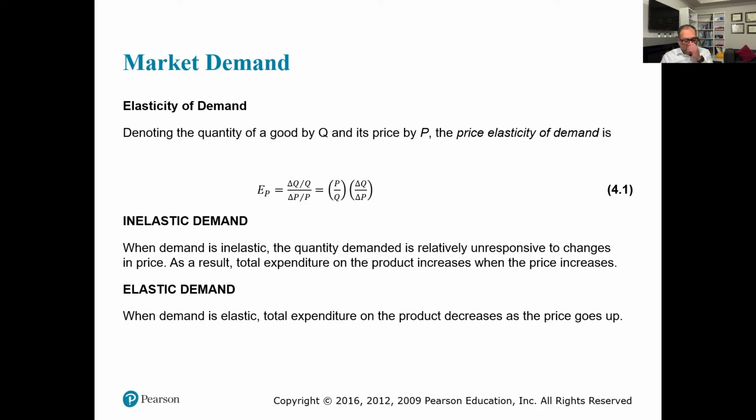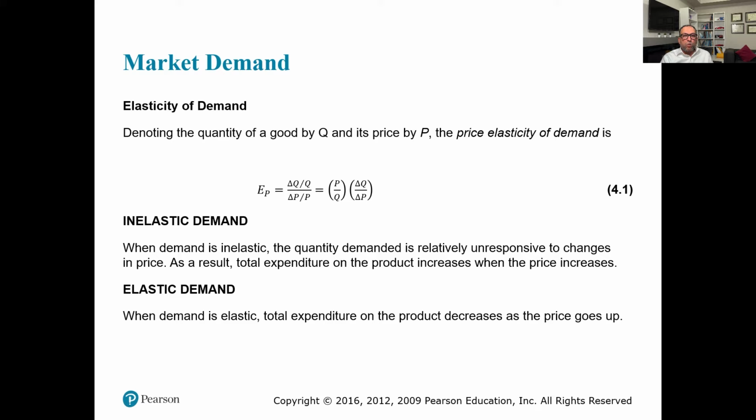Similarly, like we discussed in our previous chapter on demand curves for individuals, we also discussed elasticities. The same is the case here for the market demand. Denoting the quantity of a good Q and its price P, the price elasticity of demand is delta Q over Q bar, which is the percentage change in quantity demanded, divided by delta P over P bar, which is the percentage change in price.